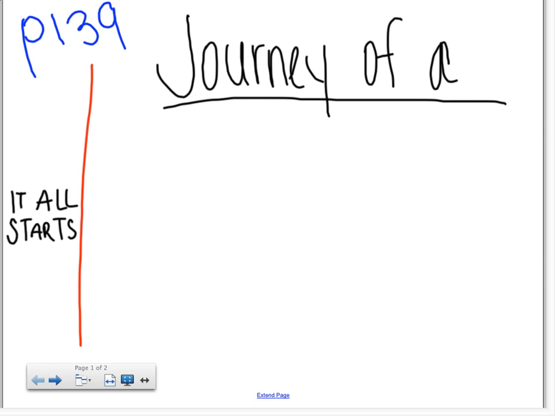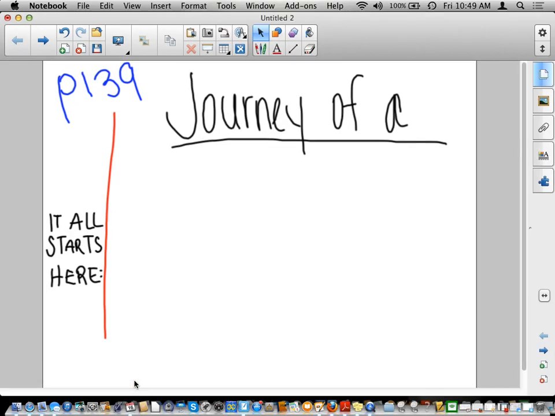Okay, down the left-hand side of your page, you have a red line. About halfway down on the left side of the red line, I want you to put, it all starts here. What is here? Where does it all start? The life of a star.